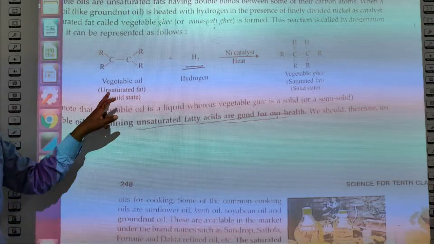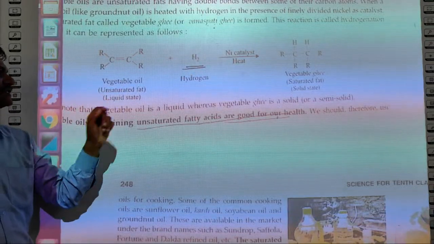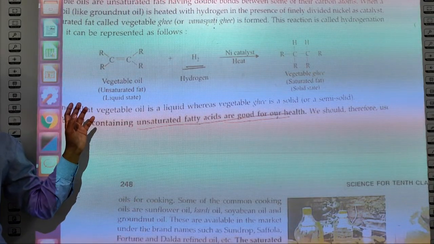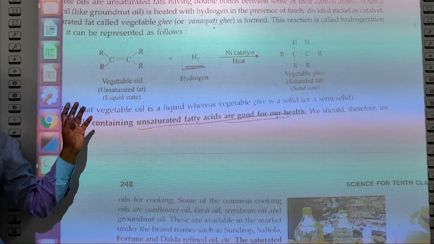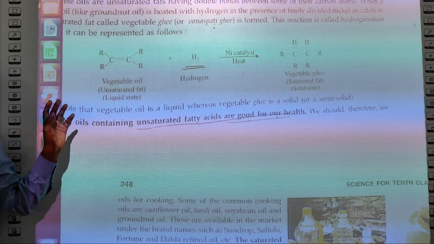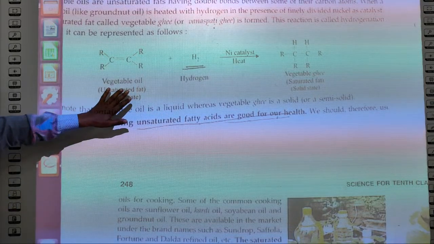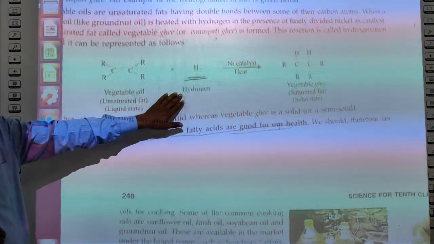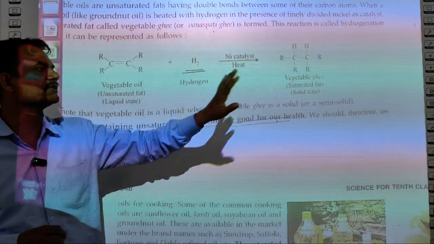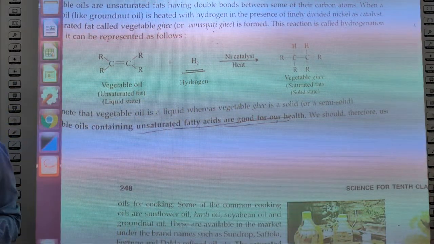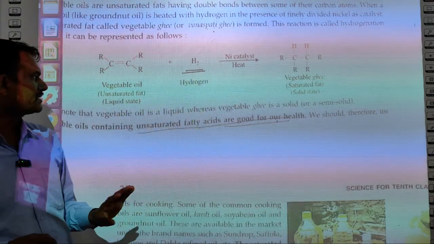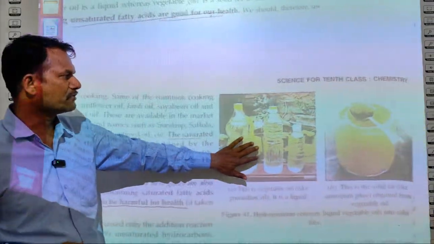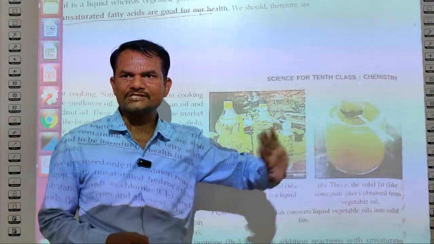Have you got it? This unsaturated fat, which is liquid, that is oil. That is fatty oil. From where do we get edible oil? Groundnuts, almonds, these are the vegetable oils, or coconut oil. If we do the hydrogenation of this oil, then we get vegetable ghee, that is dalda. Do you know dalda? Here these are the unsaturated hydrocarbons, and this ghee is saturated hydrocarbon.